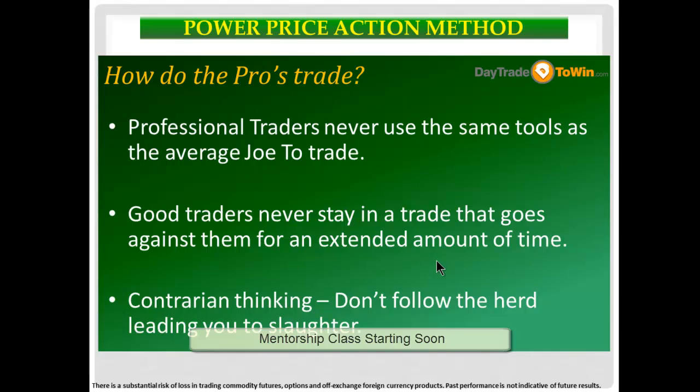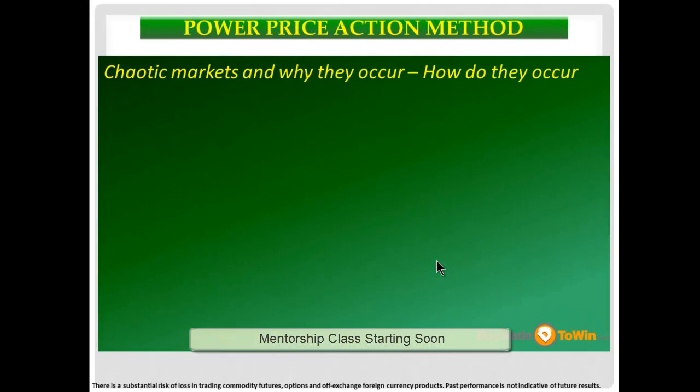Contrarian thinking. Don't follow the herd, right? You probably heard it before, but if you follow the herd, it usually leads you to slaughter. And I'm going to show you a few ideas, especially on how to trade the news, where contrarian thinking is and will always be the best bet when trading in this fashion. So, chaotic markets.